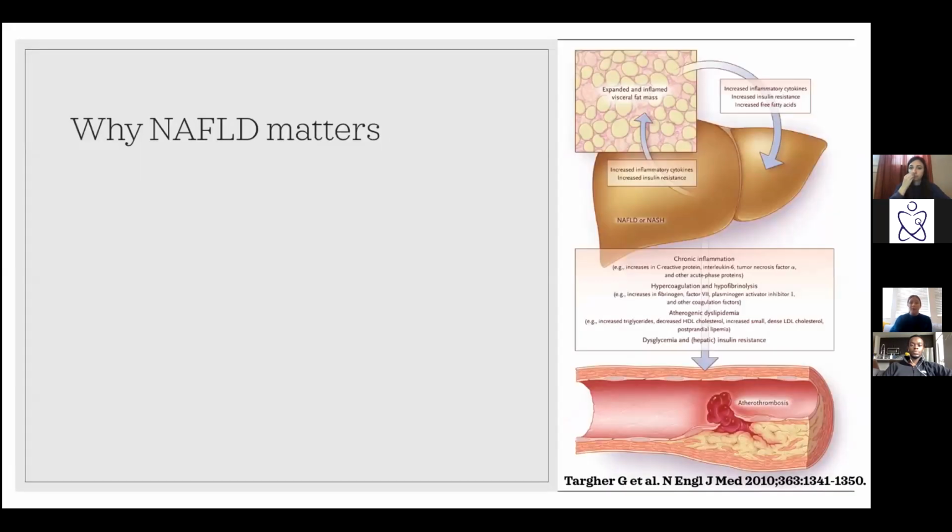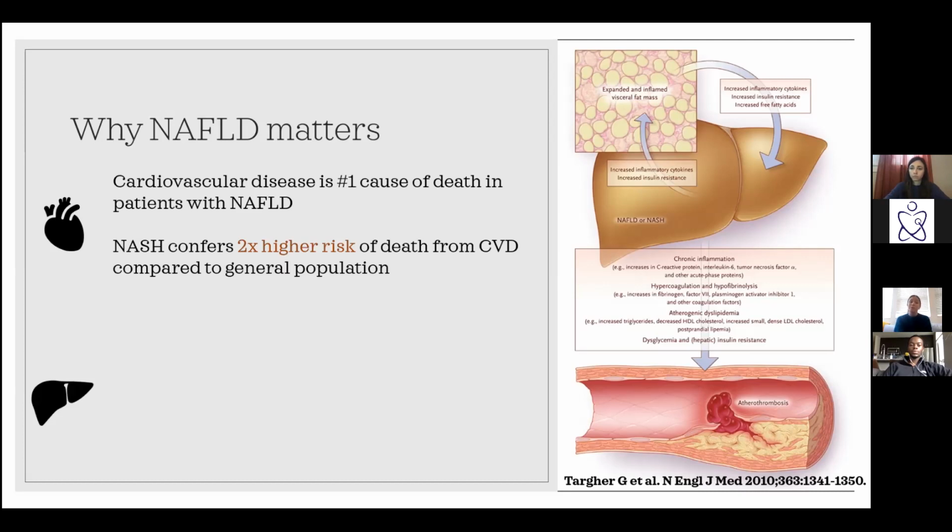And so why does all of this matter? Two reasons. If I haven't already sold you on the risk of permanent liver injury and potentially cirrhosis, I think there are two major organs that we have to worry about when we think about why NAFLD matters. One, maybe surprisingly, is the heart and the cardiovascular system, and the second is the liver. And so starting with the heart, maybe surprisingly, cardiovascular disease is actually the number one cause of death in patients with NAFLD. It's not liver disease.